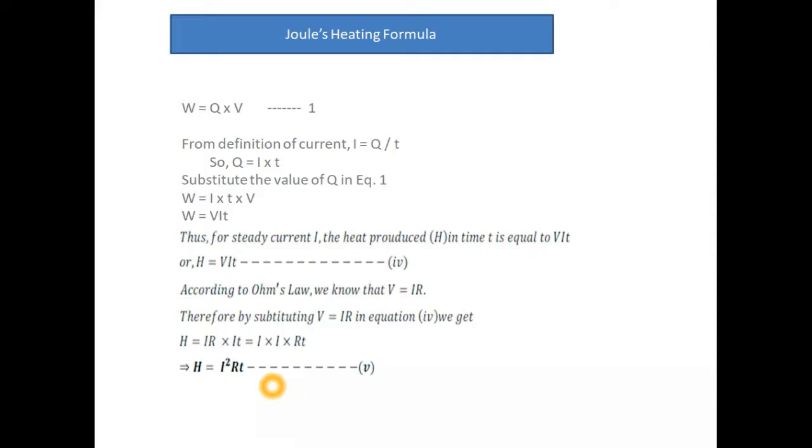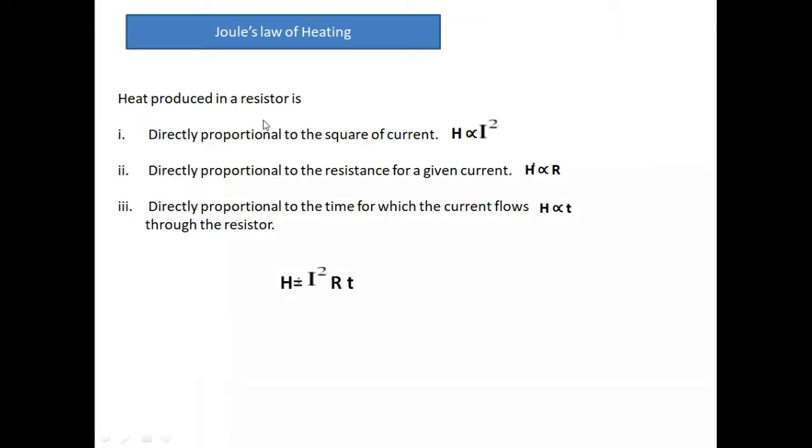So that means the heating effect is equal to the square of current into resistance of wire into time for which current is passed. From this relation, you can observe that heat produced is directly proportional to the current.